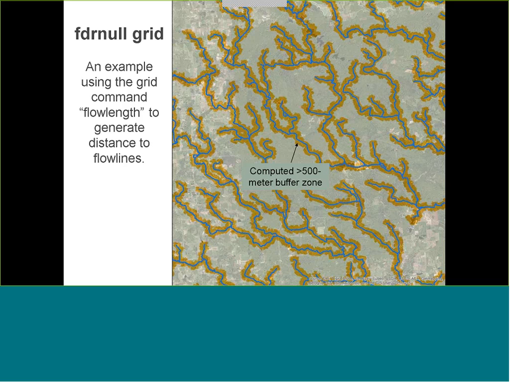So that's a buffer based on flow distance instead of Euclidean distance? Right, flow distance. It's the flow length command. It's the distance down. It's not necessarily a straight line down to that, but takes the path of the flow downhill to the flow line.